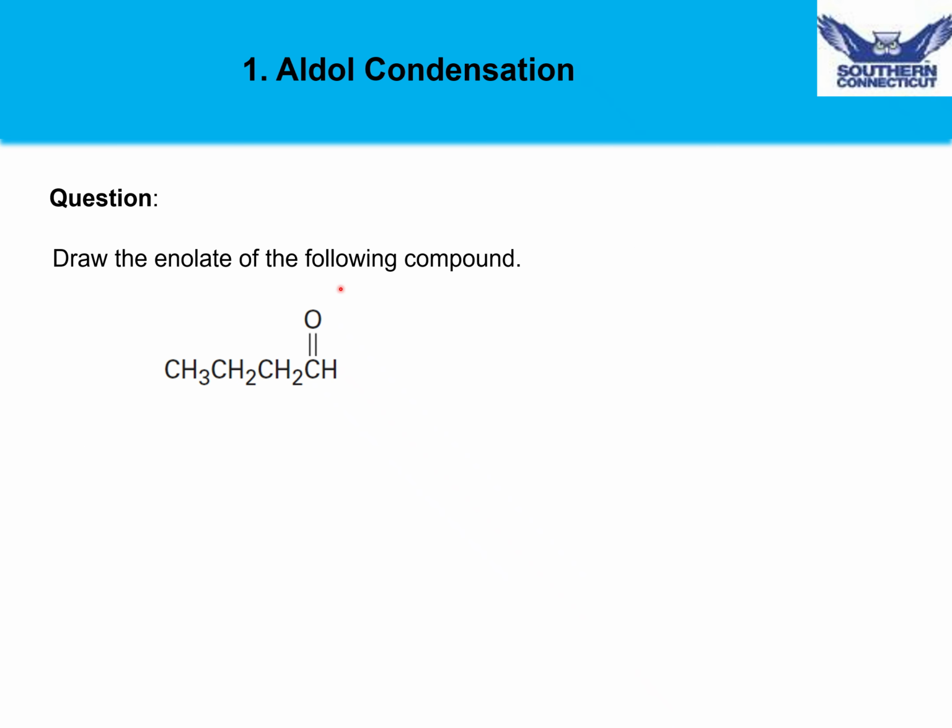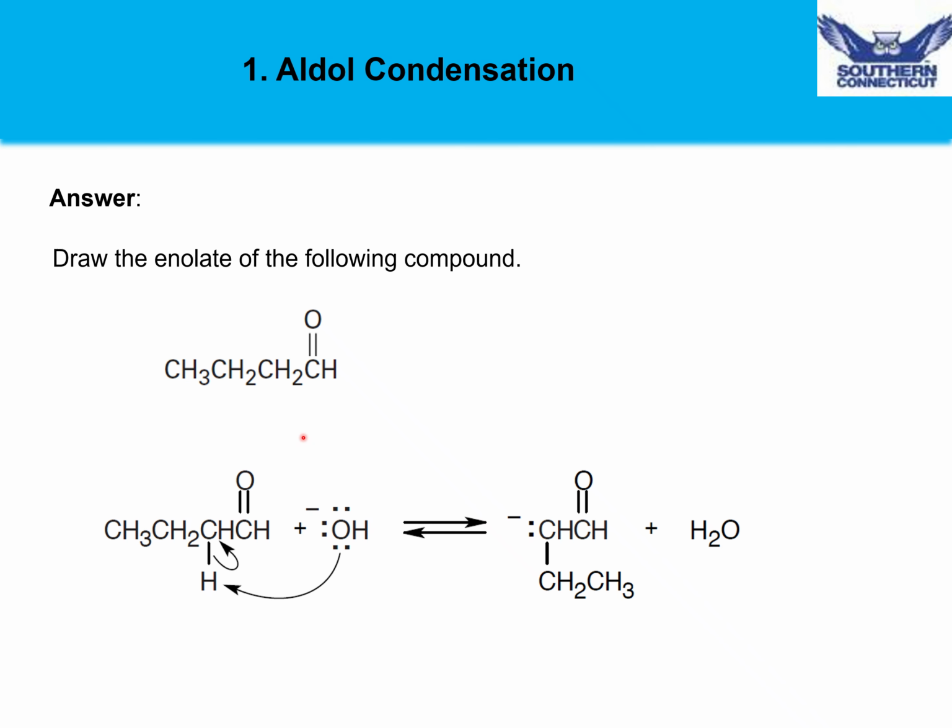Let's practice what we learned about aldol reactions. We're going to start by simply drawing an enolate first of this aldehyde. So we have here an aldehyde with 4 carbons. So in order to draw an enolate of an aldehyde, we want to take a look at the alpha carbon, and we want to remove one of the alpha hydrogens on that carbon, as shown here, to form an enolate.